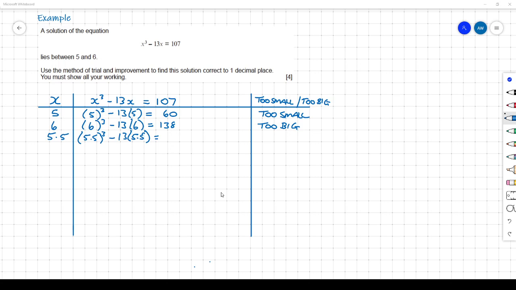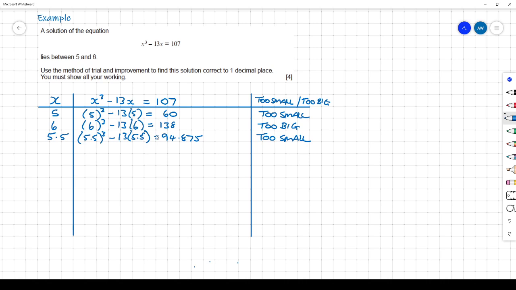And go again, press equals, and when you get a fraction, remember, press the FD button, or SD on a Casio, and you get 94.875. So going back to the whiteboard, 94.875. Now comparing that with 107, it's too small, because 94.875 is smaller than 107. So our value of x must be too small, because it's giving me an answer that's too small.